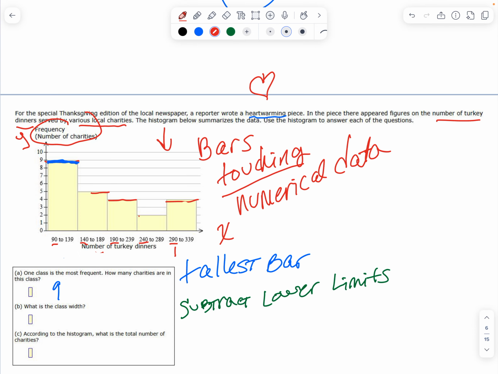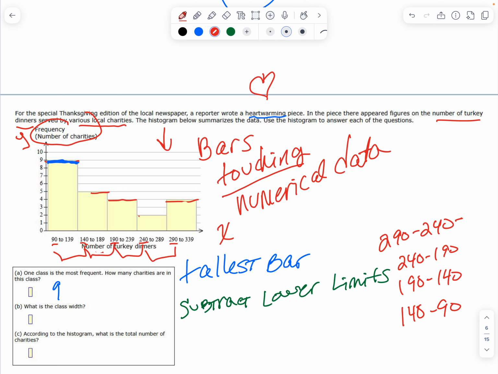You could do 290 minus 240. You could do 240 minus 190. You could do 190 minus 140. And you could do 140 minus 90. So you'll pick one of those, and if you subtract them, you're going to get 50 every time. That's the number of turkey dinners that fall in each of these bins. So the width, like how wide they are, is they encompass 50 turkey dinners.